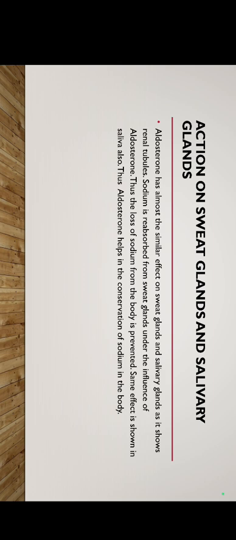Action on the sweat glands and the salivary glands. Aldosterone has almost a similar effect on the sweat glands and the salivary glands as it has on the renal tubules. Sodium is reabsorbed from the sweat glands under the influence of aldosterone. Thus, the loss of sodium from the body is prevented. Some effect is shown in the saliva also. Thus, aldosterone helps in the conservation of sodium in our body.